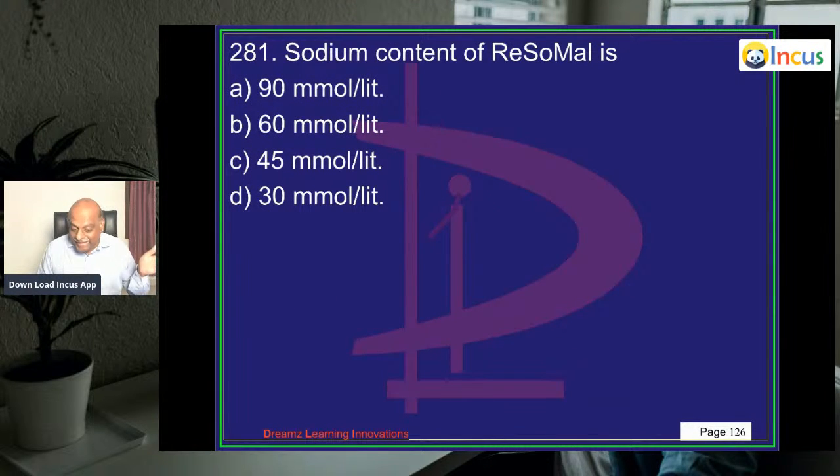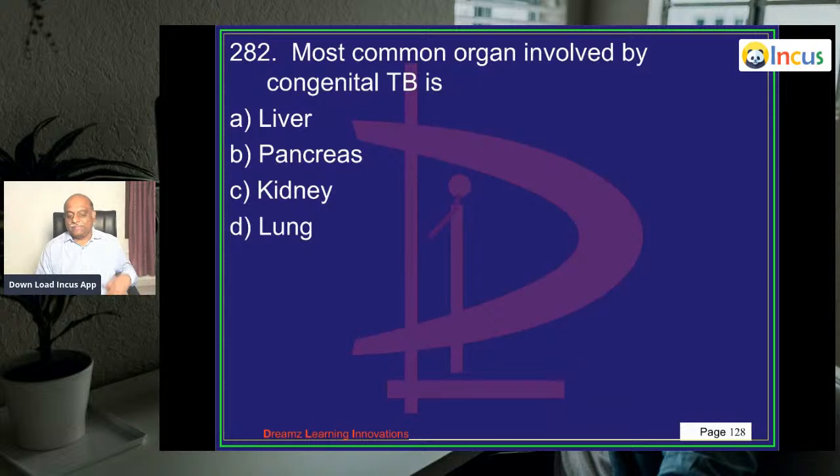Risomol contains sodium 45 millimoles per liter. In congenital TB, the liver is the most common organ which is involved.